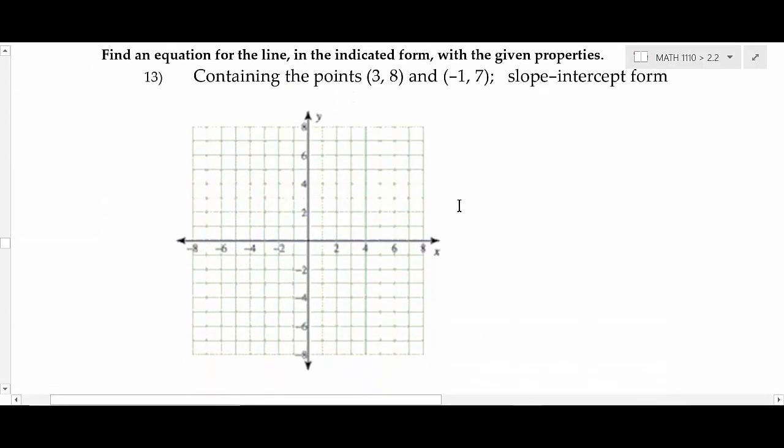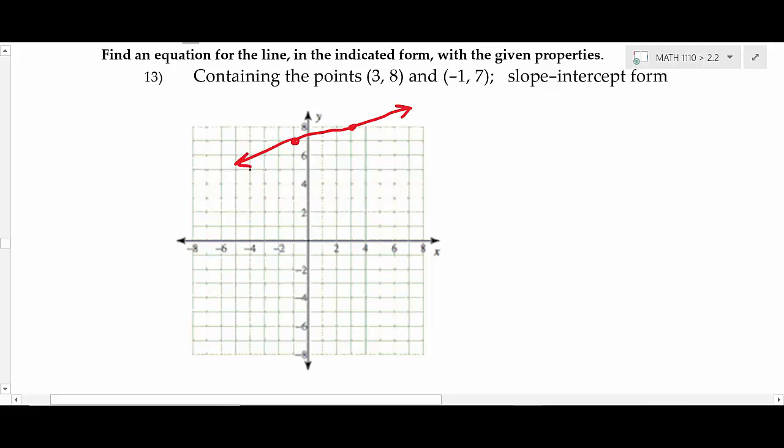Okay, now this one's a little bit more involved. You've got to do a little bit of work on this one, but I'd like you to graph it in class to give you a better understanding of how this works. So let's go ahead and plot our points. This first one, you're going to go over 3, up 8, and we'll put a dot there. Then the second point, we're going to go left 1. Then we're going to go up 7 like that. And then you want to go ahead and connect the line like that.